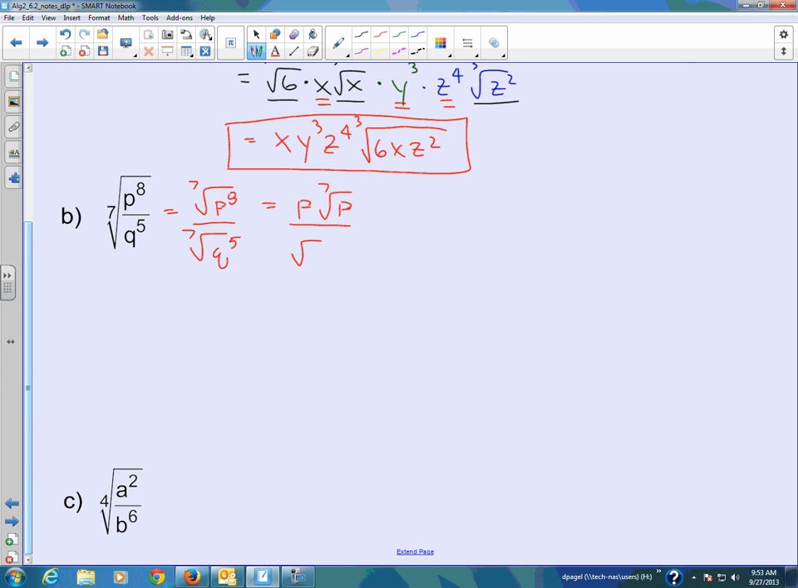So I have a 7th root of q to the 5th, and now I got to make that q to the 5th become a q to the 7th. That's what I want it to be. Something to the 7th power, which means q to the 5 times q squared makes q to the 7th. So if I multiply both top and bottom by the 7th root of q squared, I get p times the 7th root of pq over the 7th root of q to the 7th, which is just q.